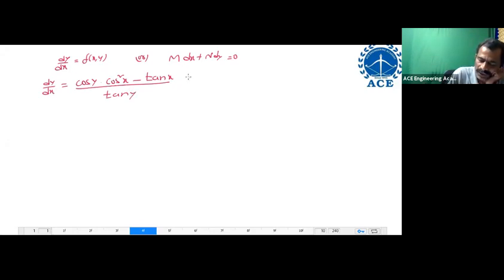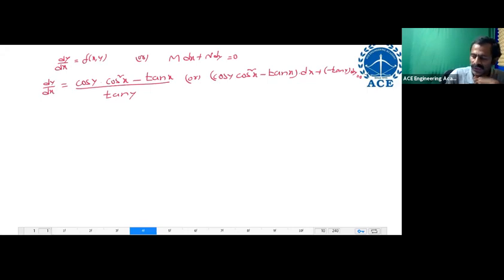Or we can write this another way, like this. cos y cos square x minus tan x dx plus minus tan y dy equals 0. We can write any one. After writing the standard form, we verify all the methods' conditions. With this, all the methods are covered.